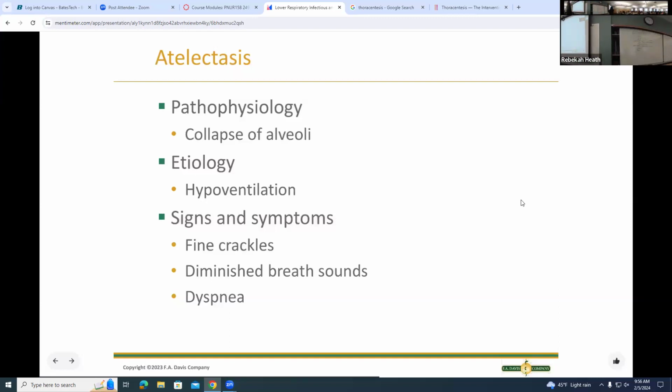Usually we'll hear these fine crackles. What are those crackly sounds? Right, but what's happening inside of our lungs? The alveoli are popping back open, like they're partially collapsing. And then as they take a deep breath, those alveoli are popping back open. And that's what you hear, the crackles.